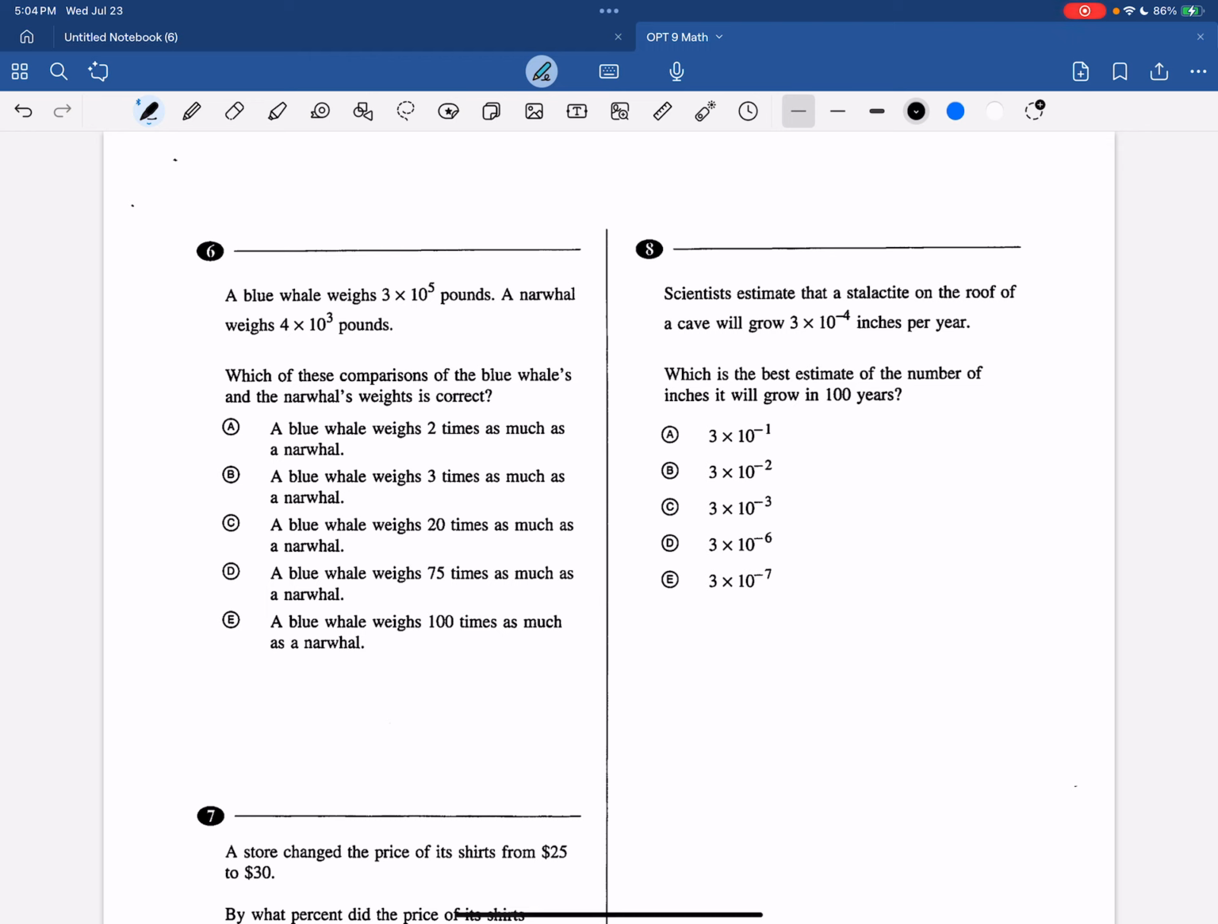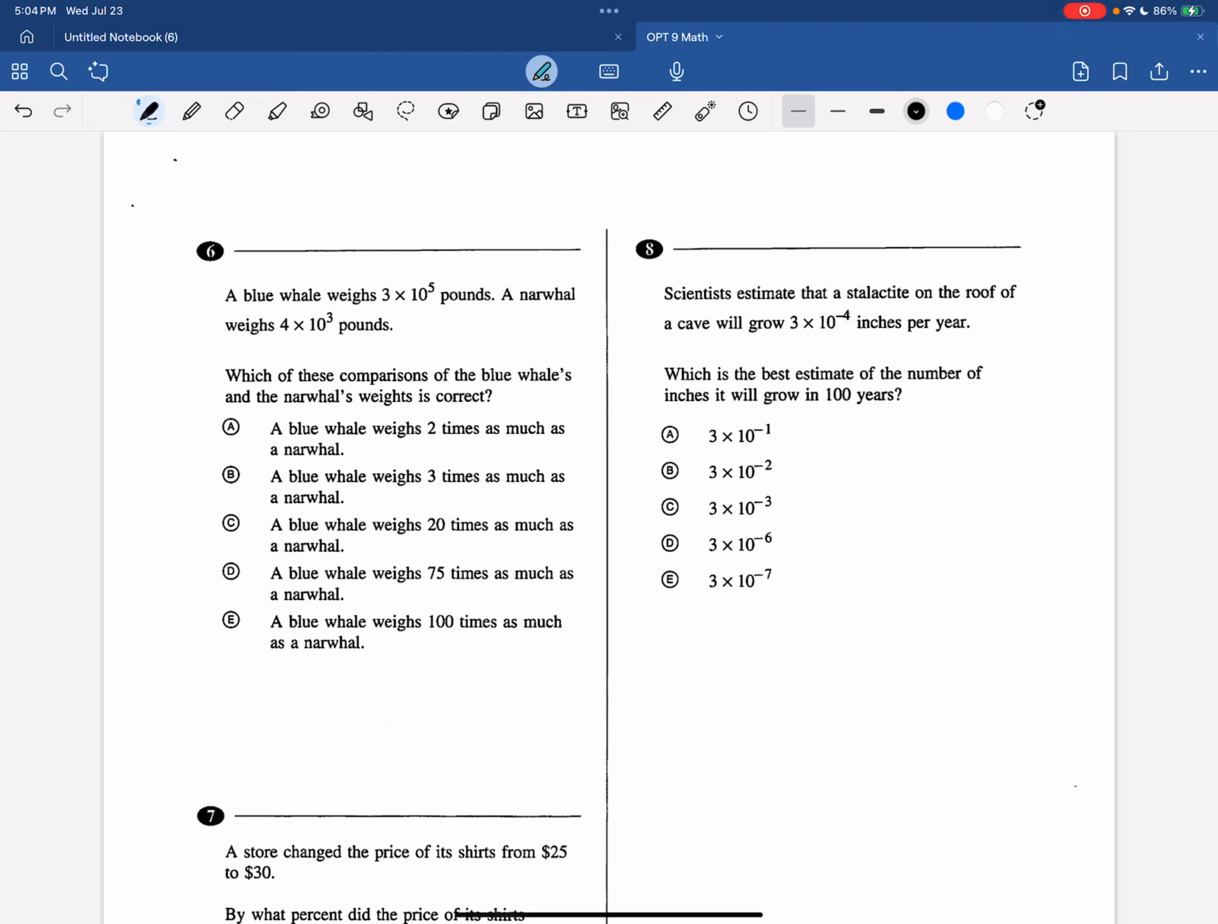So we have 3/4 times 10 to the 2nd, that's 100. So 3/4 times 100 is 75. And you can use your calculator to get the 75. Let me just walk you through it. You would say 3 ABC 4 times 100 equals 75. So the blue whale weighs 75 times as much as a narwhal. So this would be the answer I would choose.